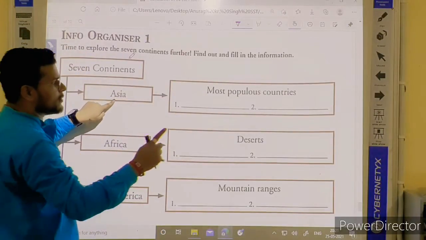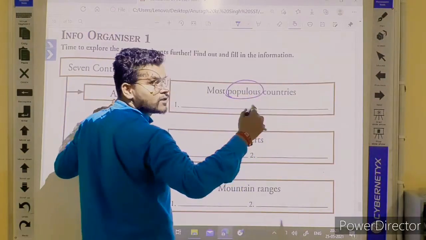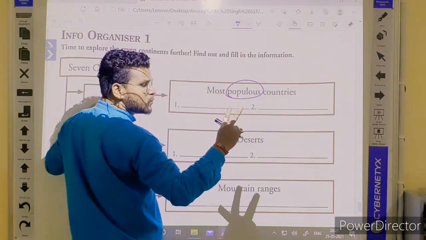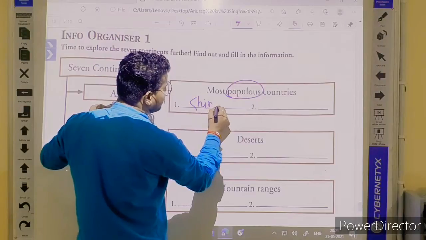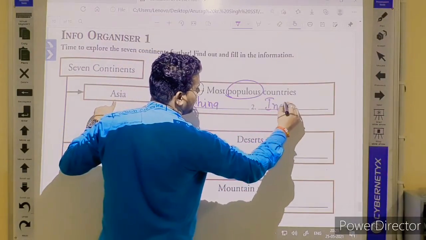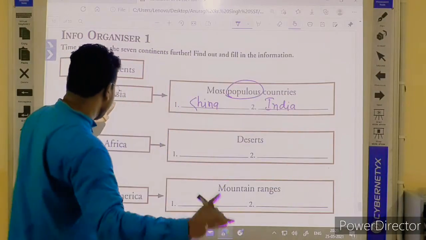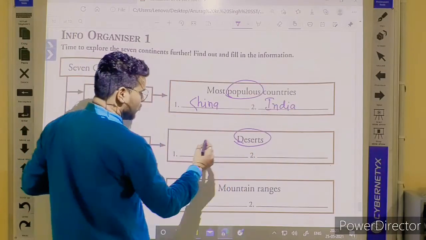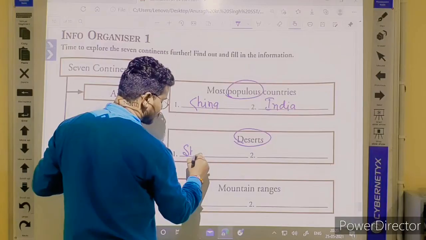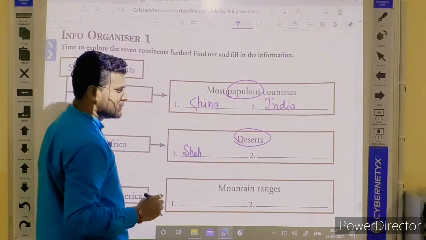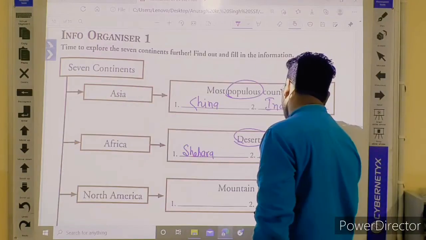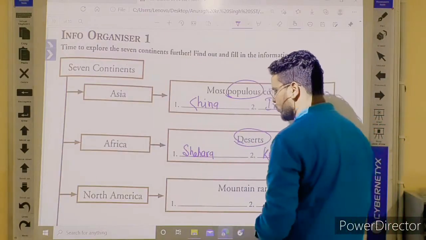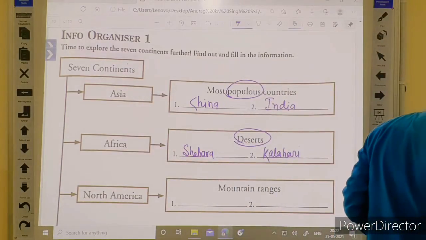Asia: you have to write 2 most populous countries, it means having the most population. In Asia, the 2 most populous countries are, first one China, and then after second is India. Is it clear, student? Second continent, Africa. Write the 2 deserts of Africa. First one, as we know, Sahara, and then Kalahari Desert, which is also in Africa. Now, come on the next question.